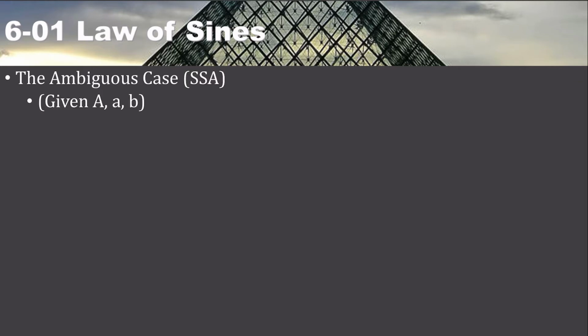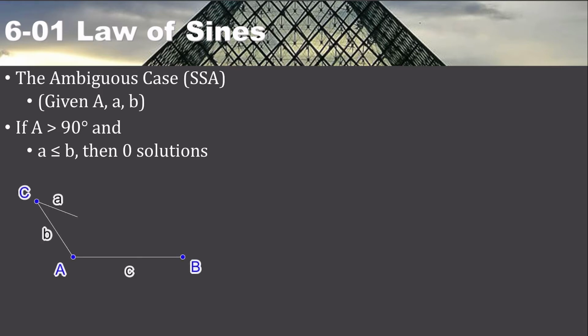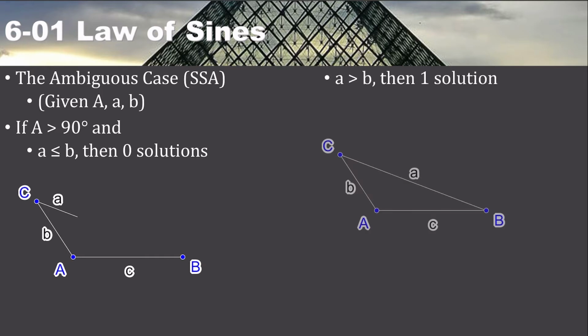But let's take this ambiguous case, the SSA case, the one that has issues. All right, for all our examples, we're going to say we're given angle A and side b. So if you're given other things, you could just substitute the letters for A and b. So if angle A is greater than 90 degrees, and side a is less than or equal to side b, then there are 0 solutions. So you can see in the picture, side a would be just too short to make a triangle. But if a was greater than b, then you'd have exactly one triangle.